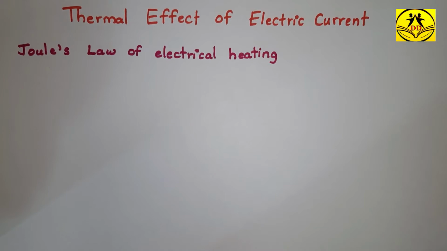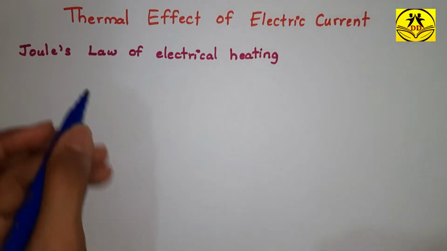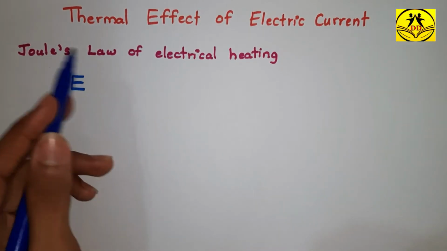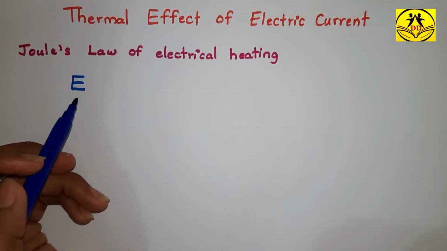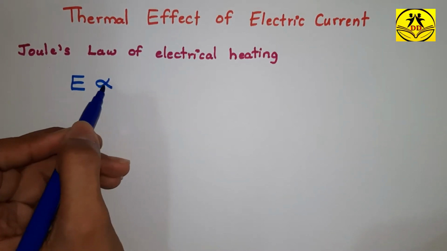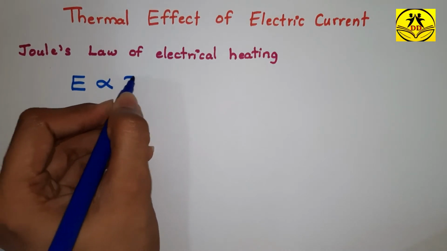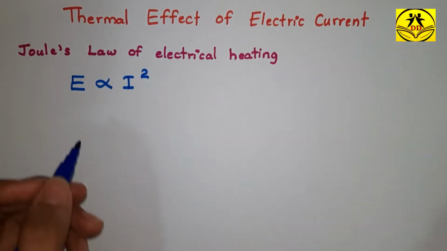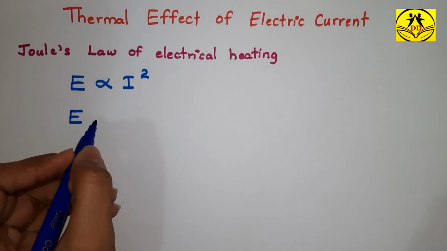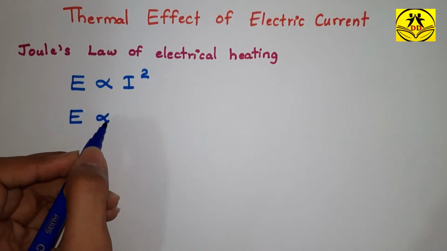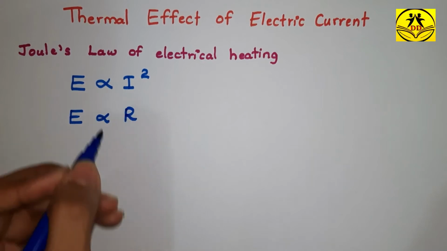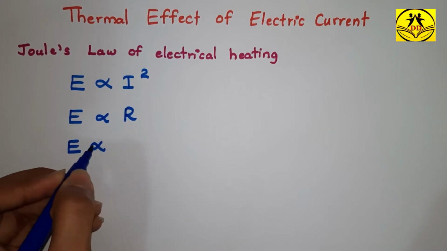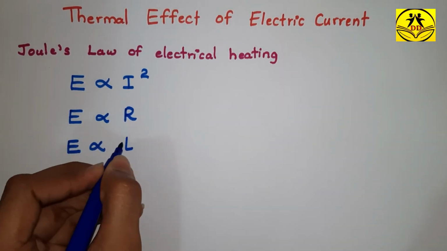Joule's law of electrical heating states that the thermal energy, I'll denote it by capital E, generated due to the flow of electricity through a resistor is directly proportional to the square of the current flowing through it. It also says the thermal energy is directly proportional to the magnitude of the resistance of the resistor. Also it says this thermal energy is directly proportional to the time of current flow.